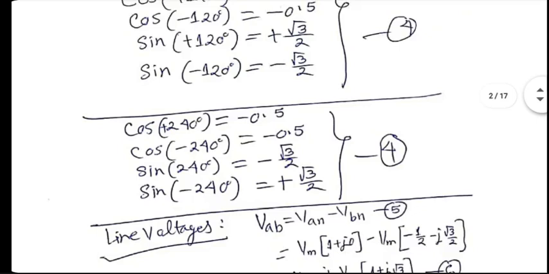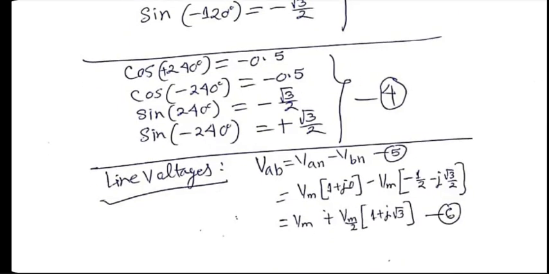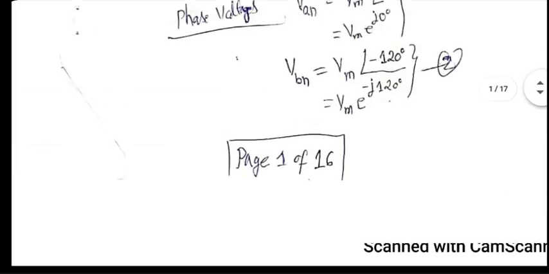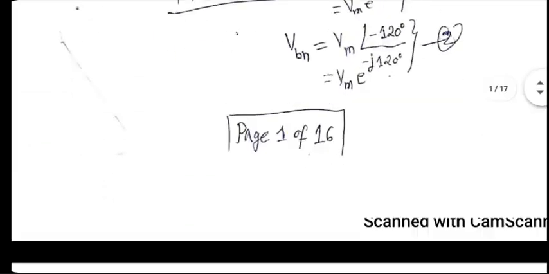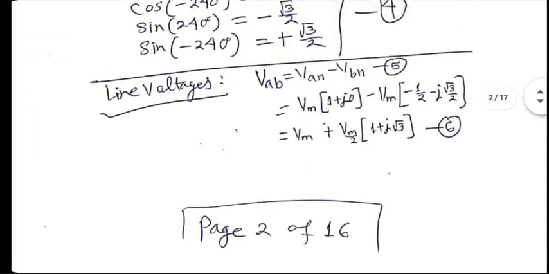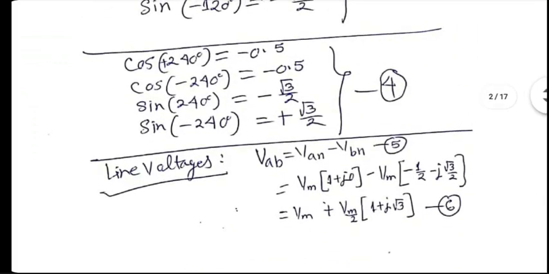Then, based on the KVL, I started calculating the line voltages. VAB is VAN minus VBN. And here I plug in the values of VAN and VBN as written here in equations 1 and 2, and I simplify the result. VAN is simply VM multiplied by 1 plus j0. There is no phase shift in it.